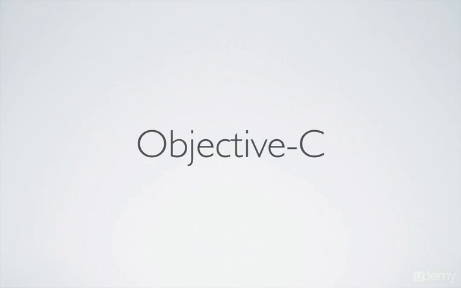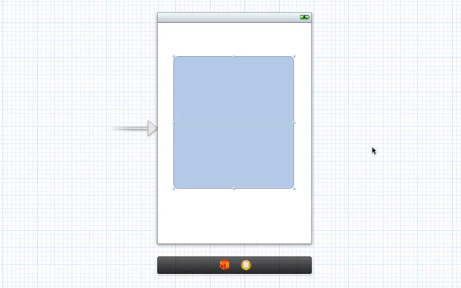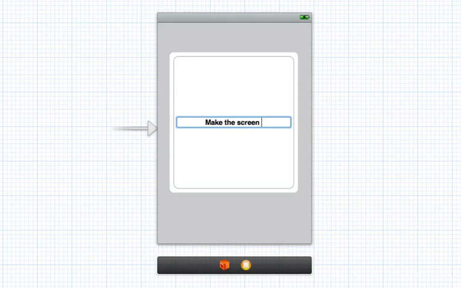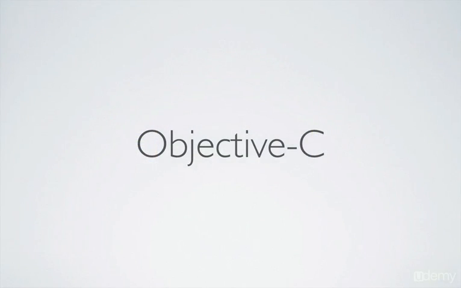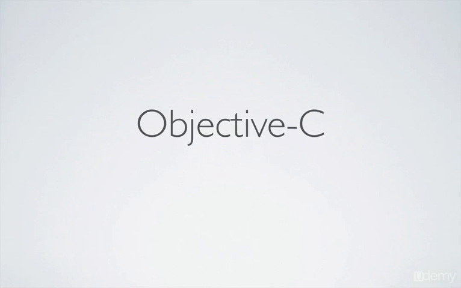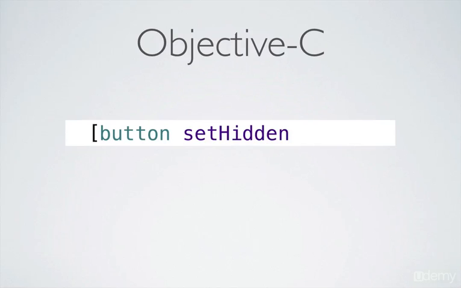When you're programming an iPhone app, all you're doing is telling the iPhone what to do. But you have to be able to do that in a language that the iPhone can understand. Unfortunately, I just can't type "make the screen black" when the user presses a button, because the iPhone doesn't understand plain English. The language that the iPhone does understand is called Objective-C. So to tell the iPhone what to do, we have to learn to speak that language. So let's do that now. Here's a line of real Objective-C code. Button set hidden true. Can you guess what it does?